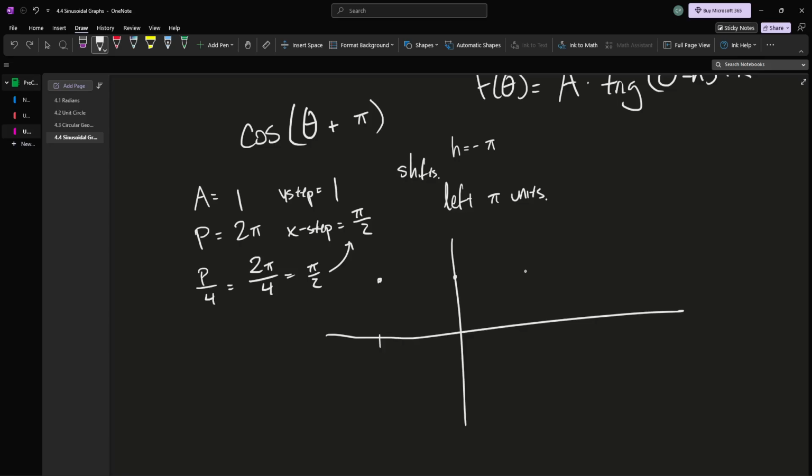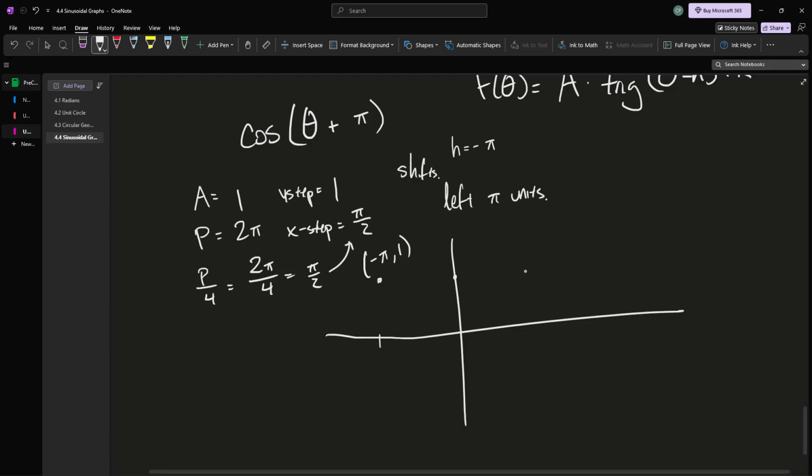I'm going to plot 2 points on my left. Once again, if it's over here, my next point will be over here. And it gets very, very congested. So you could spread it out. Look at your x step. Look at your period. Space it out how you feel fit. So this is my point of negative pi, 1.